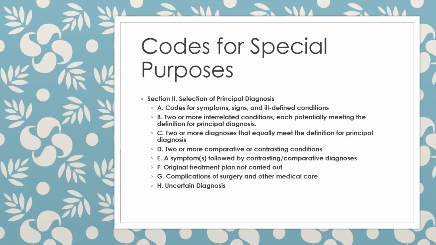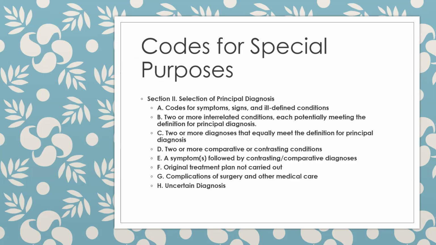For two or more interrelated conditions, each potentially meeting the definition for principal diagnosis, when there are two or more interrelated conditions, such as diseases in the same ICD-10 chapter or manifestations characteristically associated with a certain disease, potentially meeting the definition of principal diagnosis, either condition may be sequenced first unless the circumstances of the admission, the therapy provided, the tabular list, or the alphabetic index indicate otherwise.